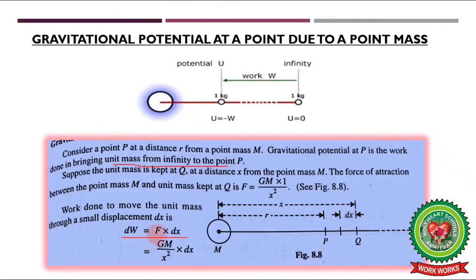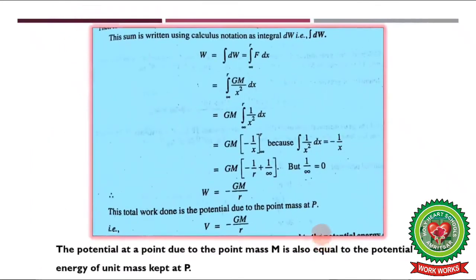So we are going to put this value of F, from this relation, F is equal to GM upon x square, multiplied by dx. So this is the small work done. To find the total work done, we will sum it, and in physics we use the calculus notation, integral. So this is the second thing you should keep in mind. First thing, whenever you have to find the potential, you have to find the work done, and to find the work done you have to integrate the smaller work done.